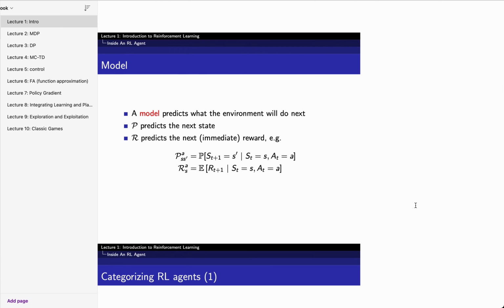The last component is model. A model predicts what the environment will do next. P predicts the next state. R predicts the next immediate reward.